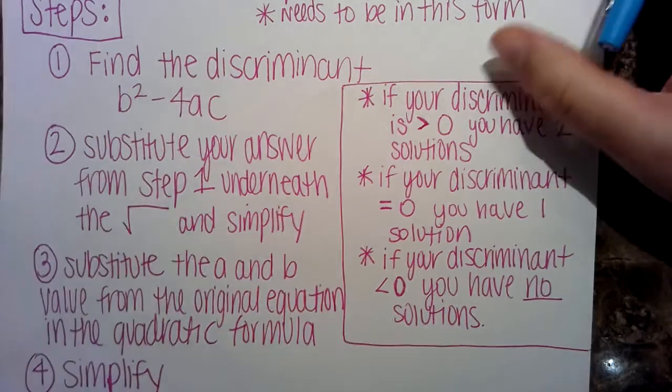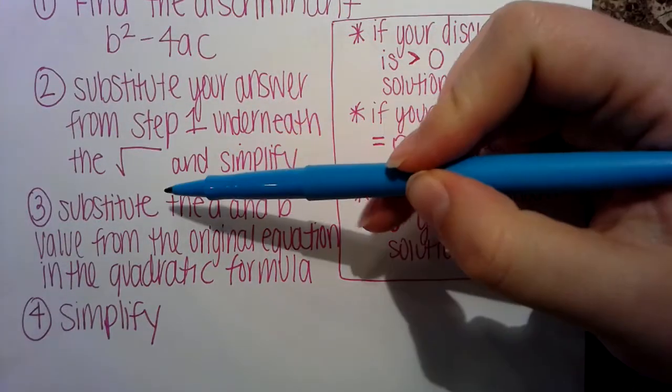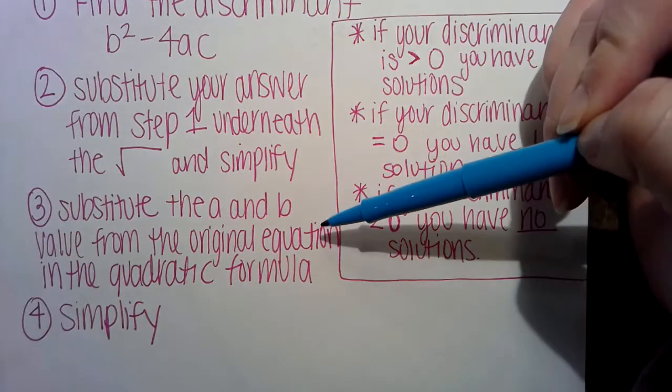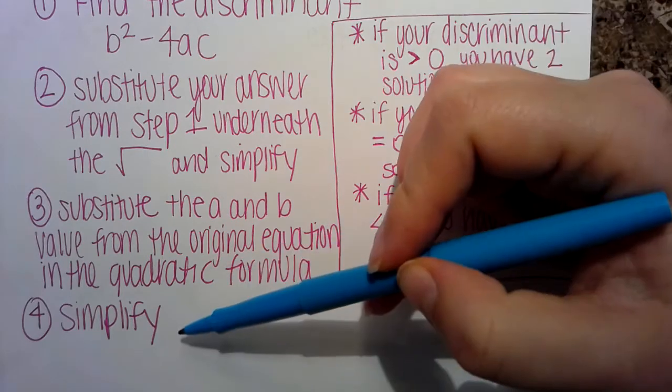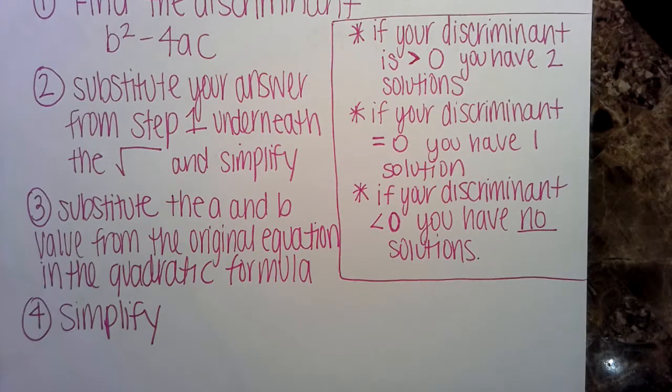After you find the discriminant, you're going to substitute your answer from step 1 underneath the radical and simplify. We're then going to substitute the a and b value from the original equation in the quadratic formula, and then we're going to simplify from there.